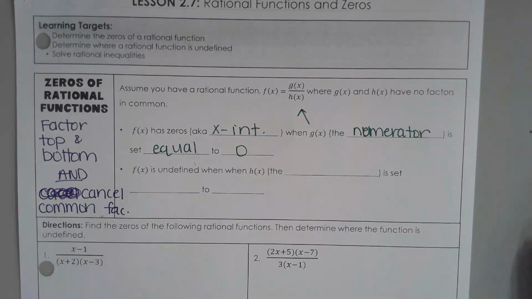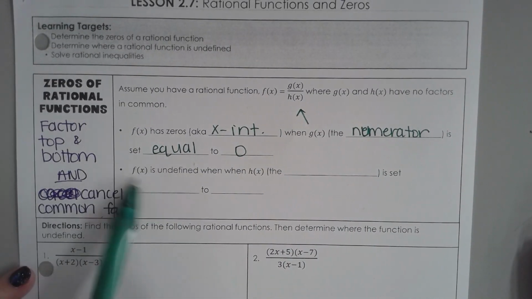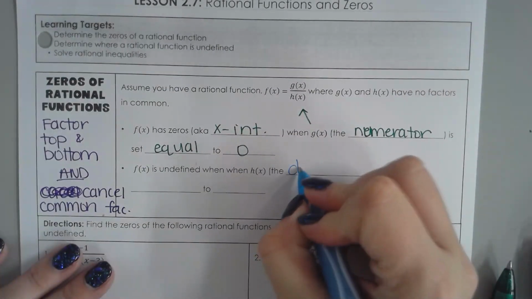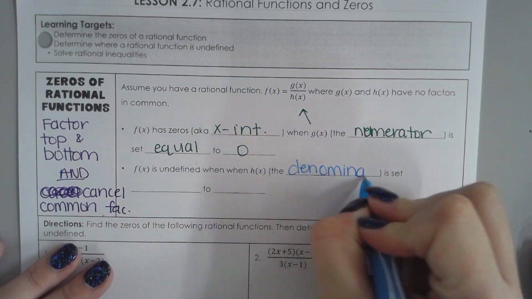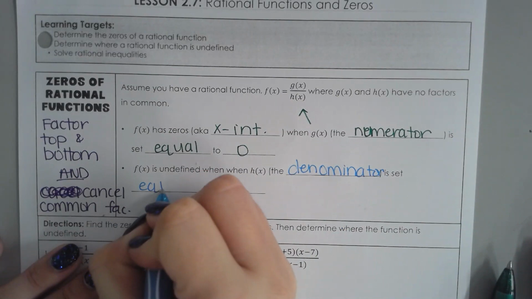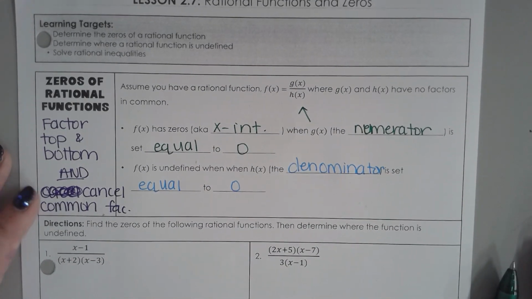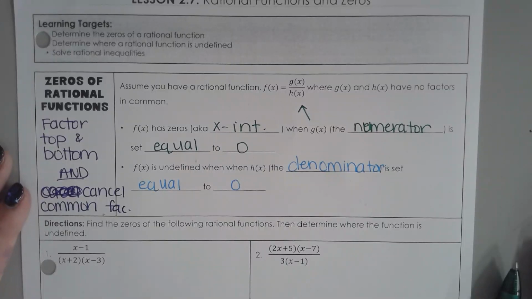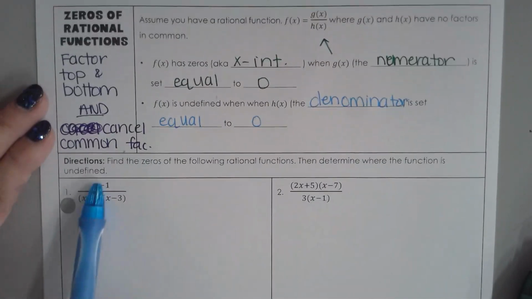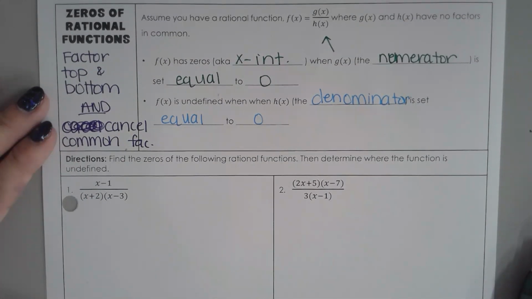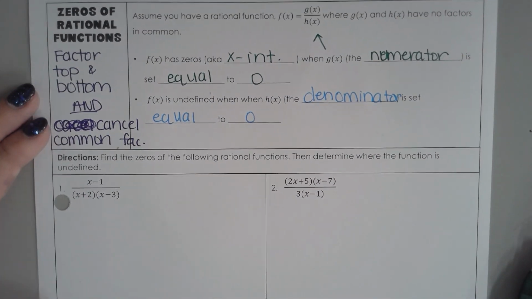Okay. We would say that the function is undefined when h of x, or the denominator, is set equal to 0, because you can't divide by 0. So if you have a 0 in the denominator, your function is undefined. If I put one of these in my calculator, like number 1, and I were to look at the table, where x is -2, it would say error beside it. It's undefined there.